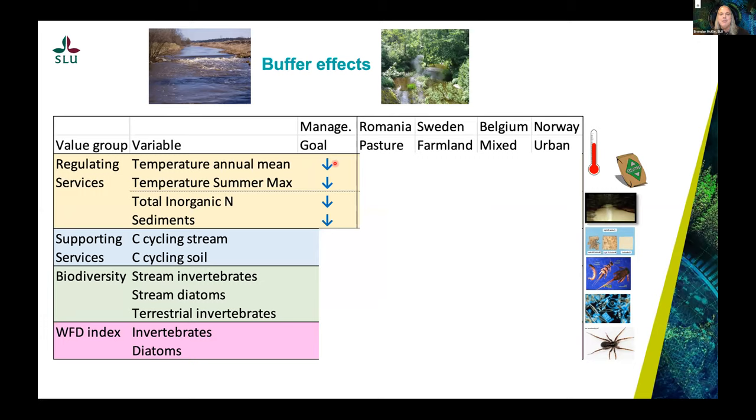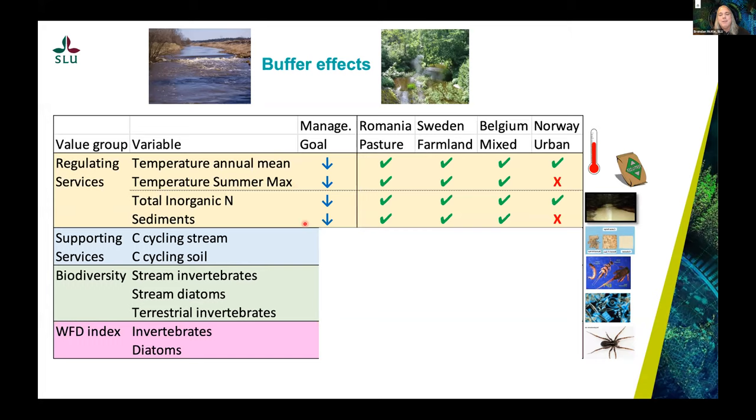So if you're a manager who's planting trees alongside a stream like this, you might be hoping that those trees will help to reduce temperature variation and especially thermal maxima during summer. You might be hoping it might reduce nutrient concentrations in the water and sediment deposition on the substrates. And if we look at our study basins, again, just this simple tick cross approach, we see that in the majority of cases, we have some evidence for these management goals being met.